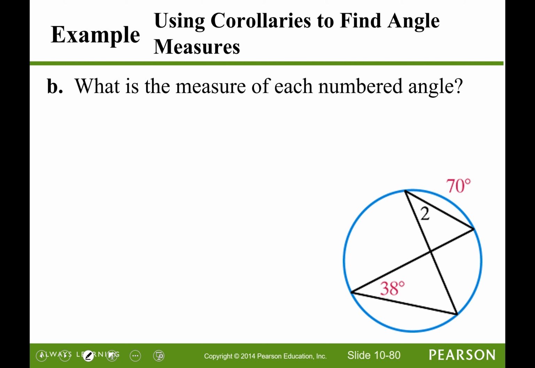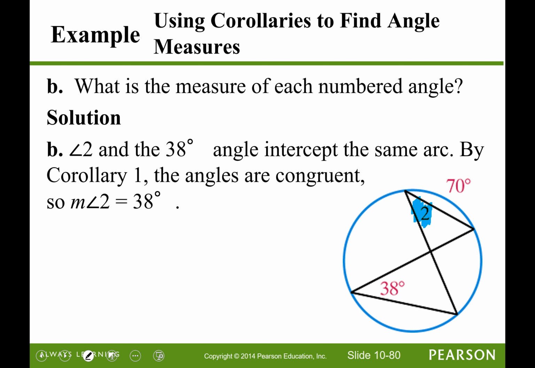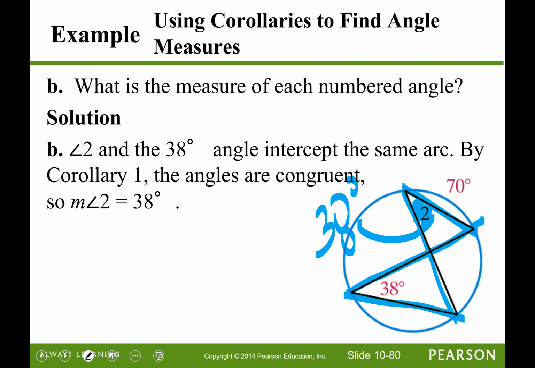B, what is the measure of our numbered angle, angle 2 right there? Pause the video, see what you come up with. Let's see how you did. If you said 38 degrees, you got it right. Reason being, corollary 1: this inscribed angle is 38 degrees. This one is also intercepting the same arc, which means that it would also have to be 38 degrees.